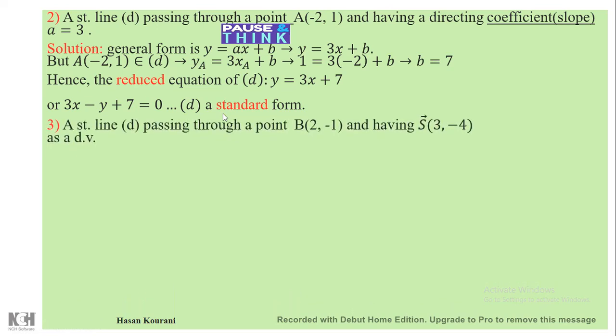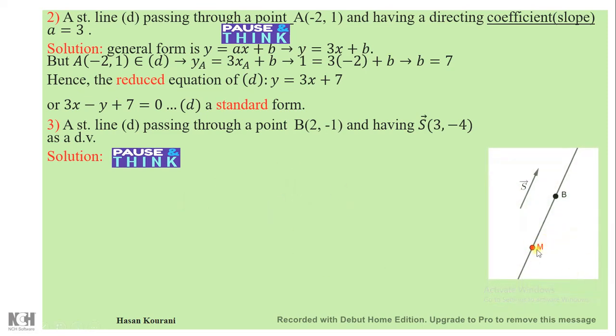Let's see another example. A straight line D passing through a point B of coordinates (2, -1) and having s of coordinates (3, -4) as a direction vector. Solution, try to think alone. Okay, here we have, as you see, a straight line passing through B and having a direction vector s.